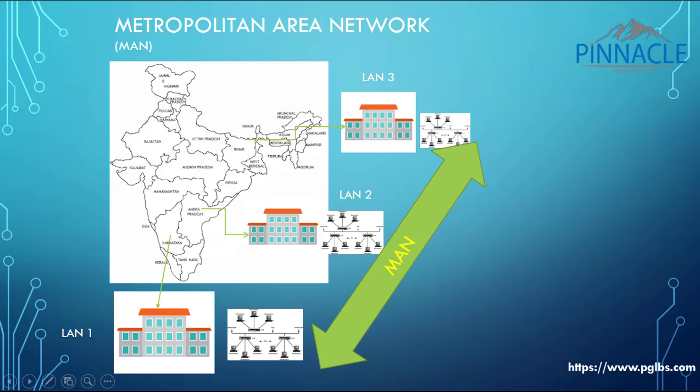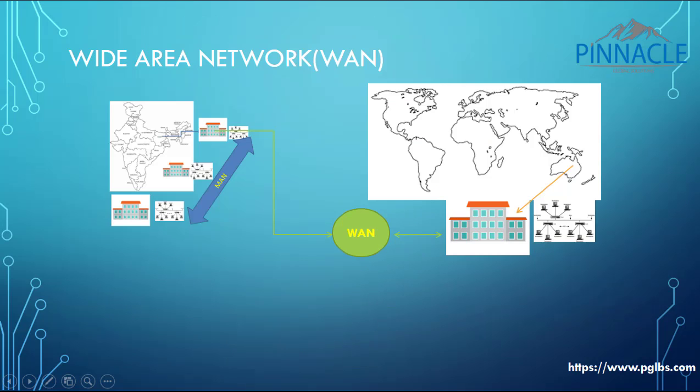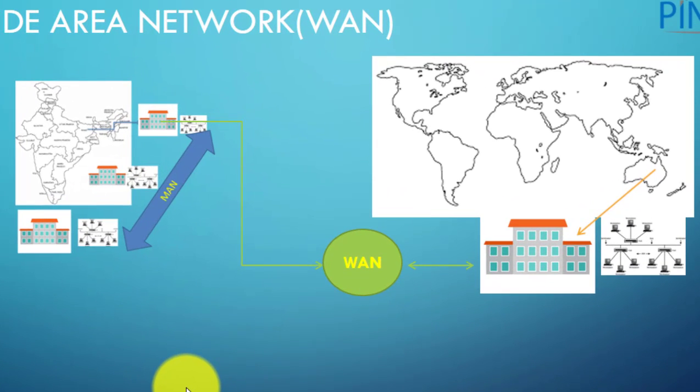Now that you have understood LAN and MAN, the third most important type of network is the wide area network. Again I am showing the same picture here once again. What we did was first we started with the local area network. We combined that local area network into a metropolitan area network.